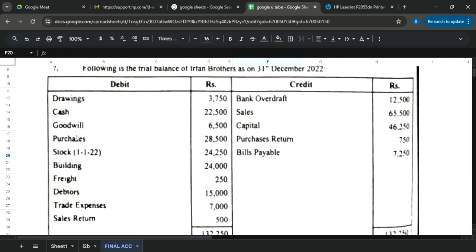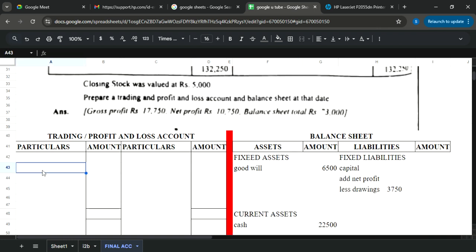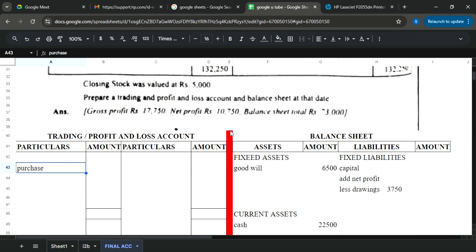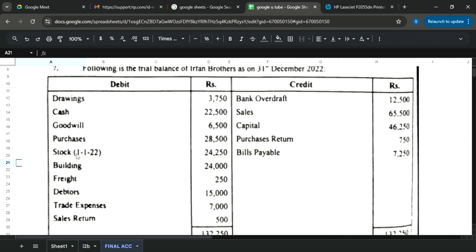Let's move on. Purchase 28500 is a direct expense. You will come over here in the second line. Purchase. The amount of purchase is 28500. Write it in the inner column. Why have we written it in the inner column? Because we will wait for the returns. After purchase we have stock. Now you have to decide whether it is opening or closing. Since it's 1st January, it's an opening stock.